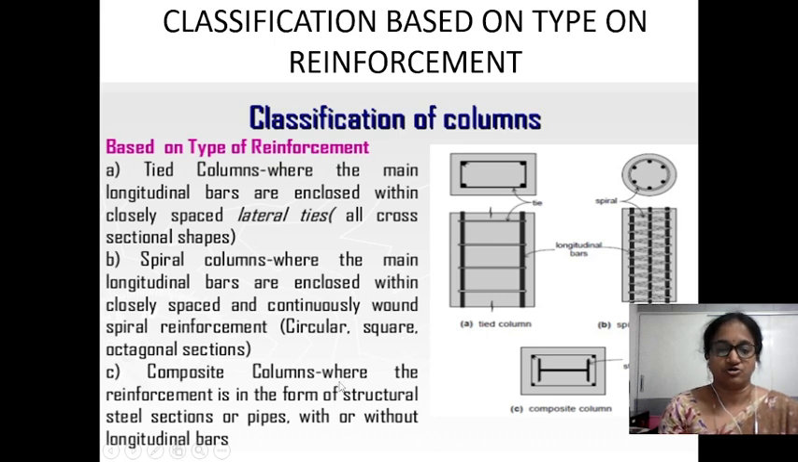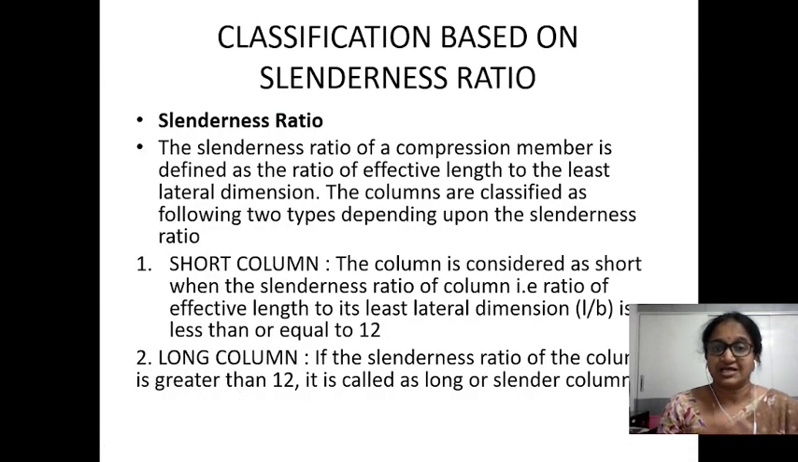Now coming to the composite column, where the reinforcement is in the form of a structural steel section or pipes with or without longitudinal bars. It means in the concrete the I section is placed here. A steel I section and concrete are used, so that's why it is called a composite column. Now coming to the classification based on slenderness ratio. The slenderness ratio of a compression member is defined as the ratio of effective length to the least lateral dimension.